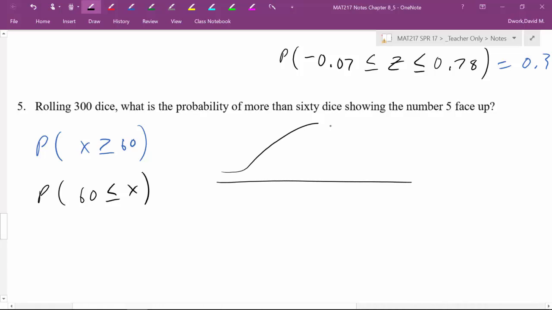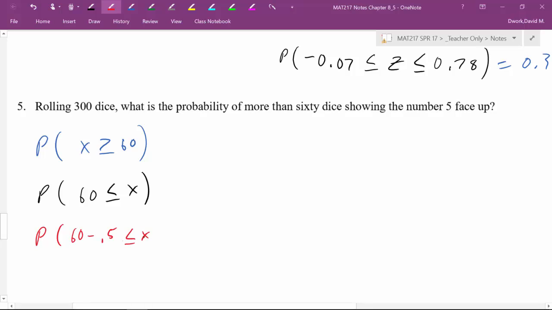It's a lower bound. So therefore, if you were thinking of it this way, here is my 60. Which way am I shading? Well, I want more than 60, right? So it's a lower bound. All right, so because it's a lower bound, the next thing we ask ourselves, are we ready to jump straight to z, or do we need to go with the intermediate step y? Is it possible to roll 60 and a half? No. So therefore, because it's a lower bound, we're going to minus 0.5 from it.